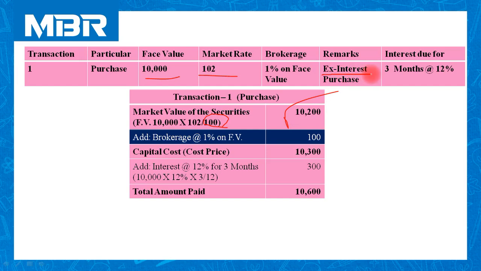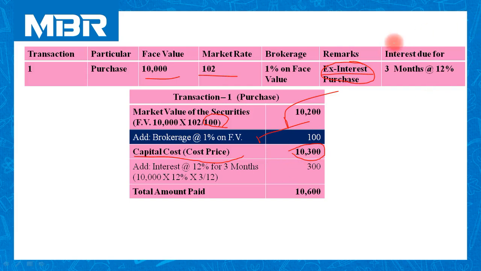The term of purchase is ex interest. It means this 10,200 is only for security, not for interest. It is a transaction of purchase, so add brokerage. Capital cost is 10,300. Why does capital cost come first? Because the nature of transaction is ex interest. Now this transaction is ex interest, so we need to pay interest in addition to the cost price.